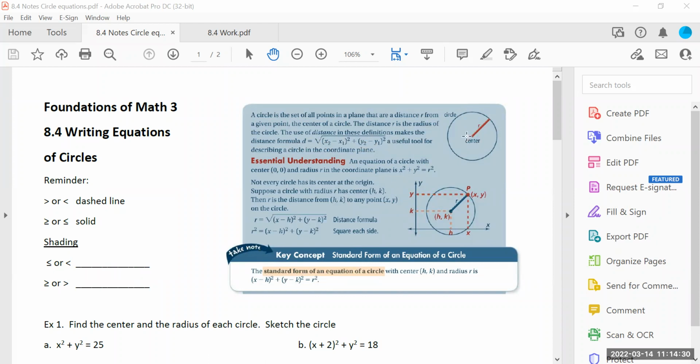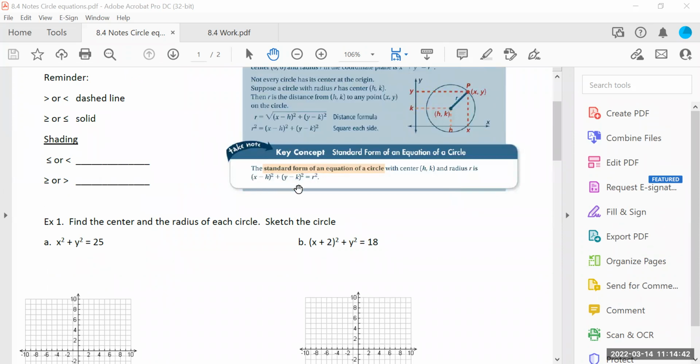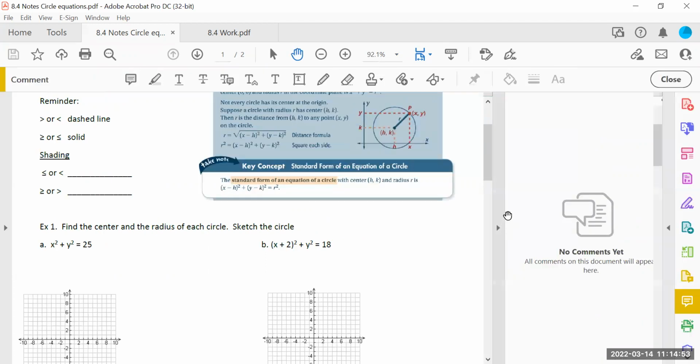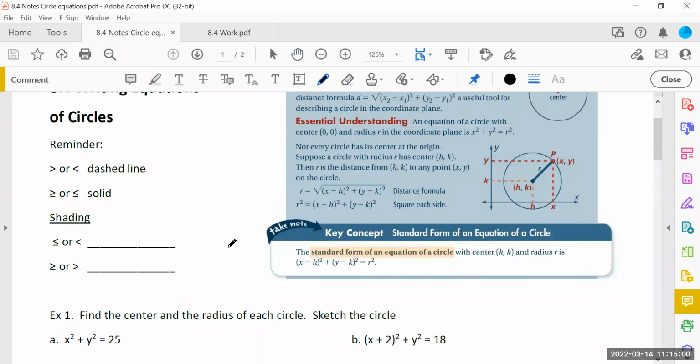If I set that equal to the radius, I can come up with all the points that are that same distance away from that center point. So this right here is the formula we're going to be using all today: x minus h squared plus y minus k squared equals r squared. If you get nothing else down from the notes, you need that equation right there. Now, a couple quick things here. Actually, no, we'll come back to those.